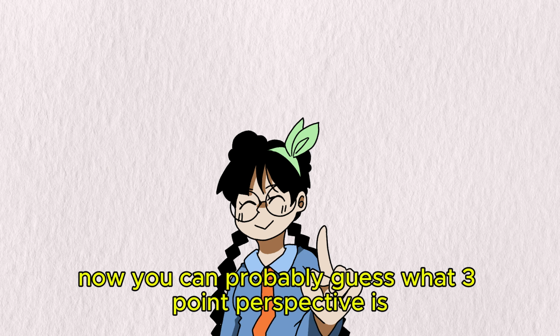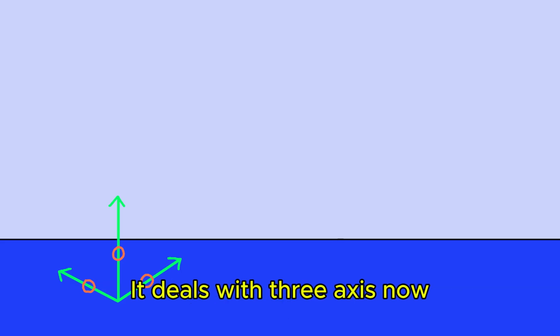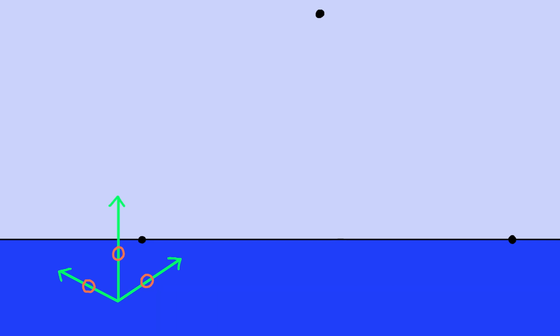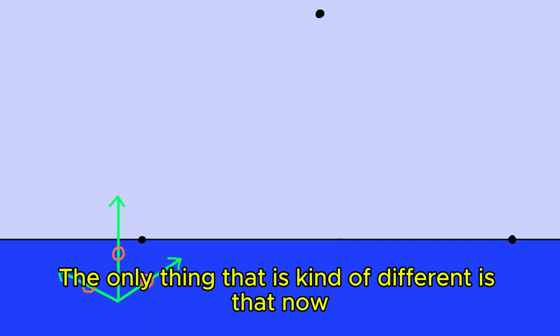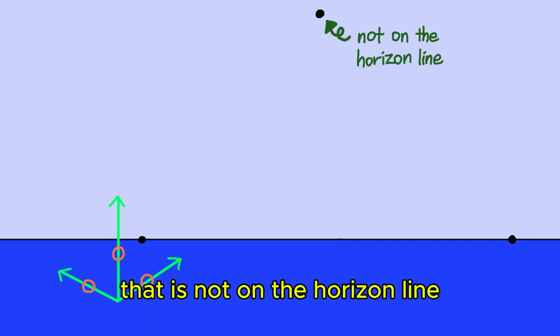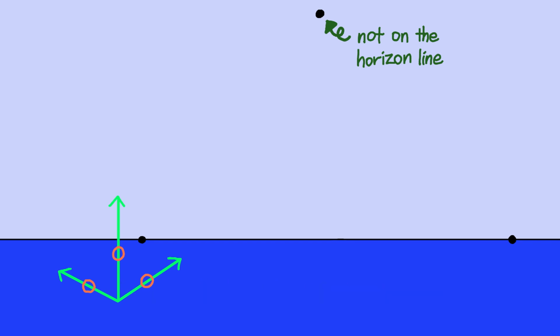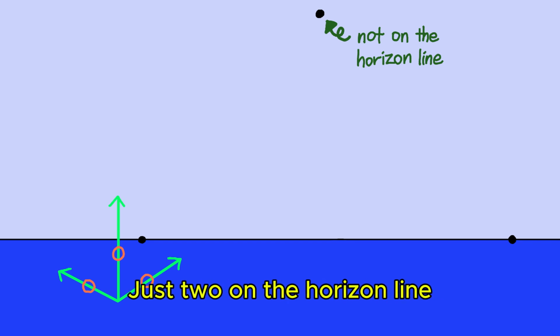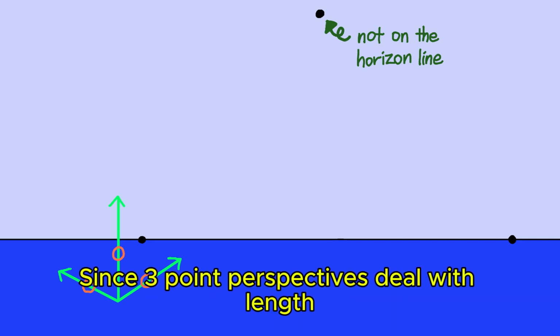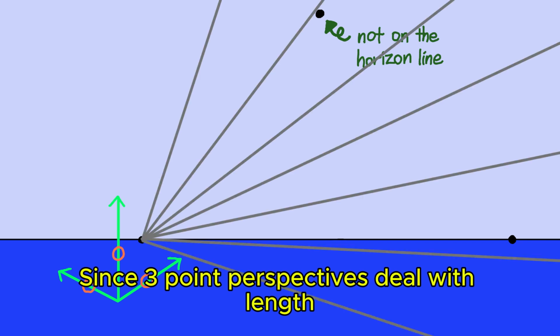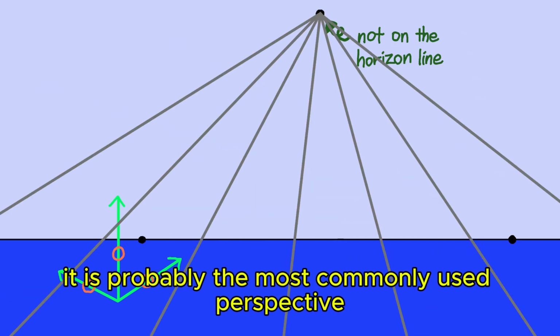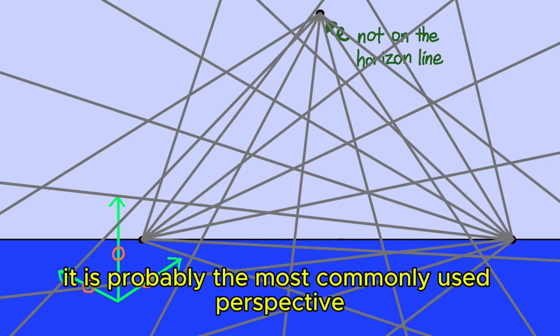Okay, now you can probably guess what 3-point perspective is. It deals with 3 axes now and has 3 vanishing points. The only thing that is kind of different is that now there is a new vanishing point that is not on the horizon line. But that's not too hard, right? Just 2 on the horizon line. Since 3-point perspectives deal with length, width, and now the height, it is probably the most commonly used perspective.